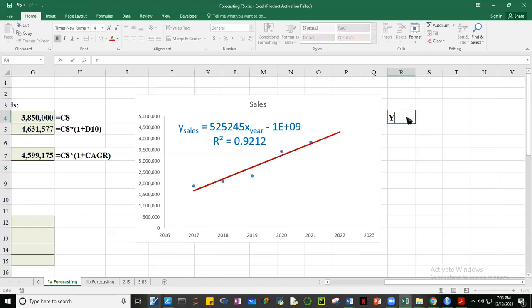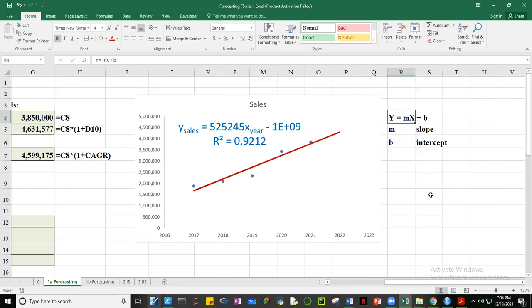Alala niyo guys, sa algebra nyo, may equation tayong ganito. Okay. Recall this basic equation ng isang line, di ba? Y is equal to mx plus b, where m is your slope and then b is your intercept. Okay? So this guys represents itong y is equal to 525,245 times x here minus this figure. That represents the equation of the line, okay, relating your sales with your year.